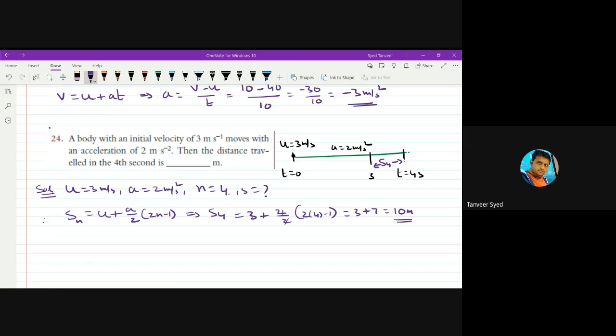Next question. S represents displacement, no, sir? Yes, displacement. Then he asked distance, no, sir? If a body is moving in a straight line without changing its direction, displacement and distance will be same. Okay, sir. Thank you, sir.